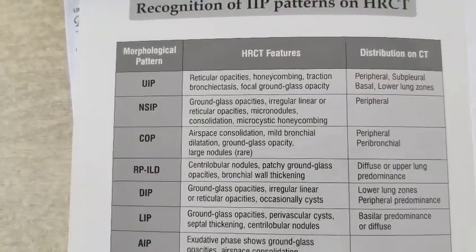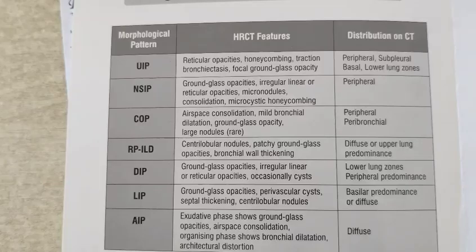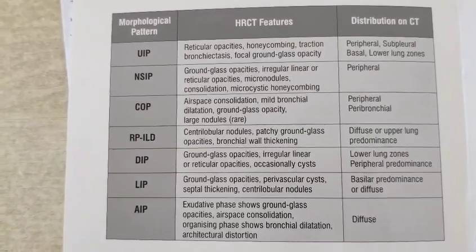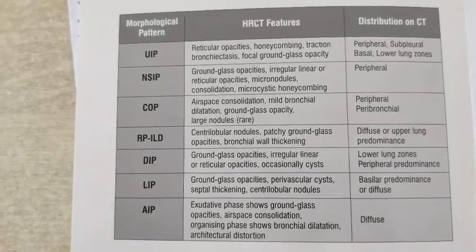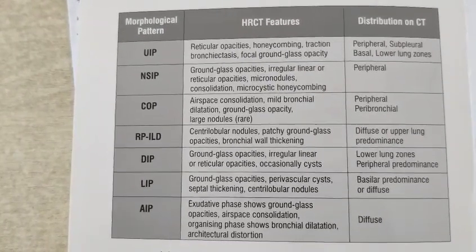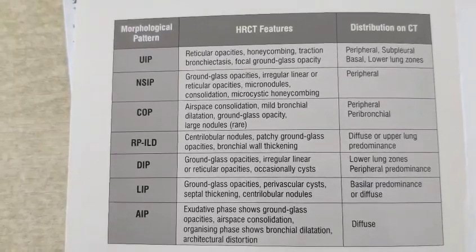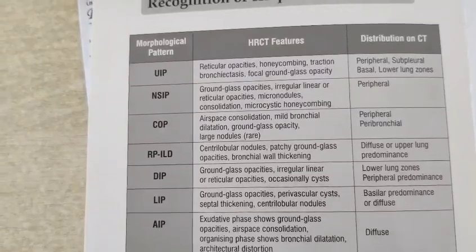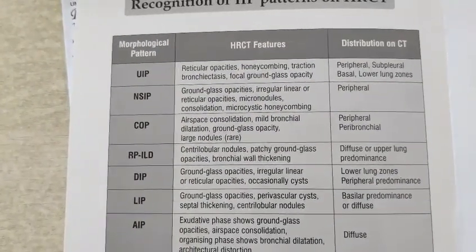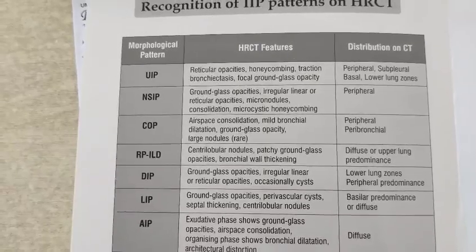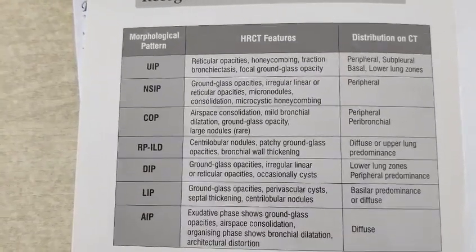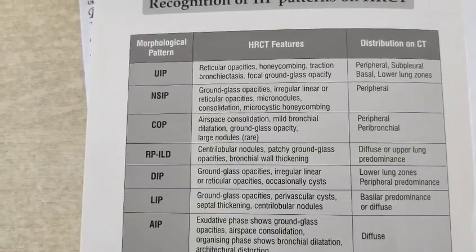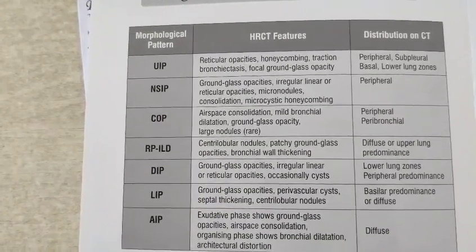Recognition of idiopathic interstitial pneumonia patterns on HRCT. UIP pattern. In UIP, on HRCT we see reticular opacities, honeycombing, traction bronchiectasis, and focal ground glass opacities. Their distribution on CT: UIP will be predominantly peripheral, subpleural, basal, and in lower lung zones, and there will be an apico-basal gradient. From the apex, as you go down, there will be an increase in the HRCT features like honeycombing, traction bronchiectasis, GGOs, reticular opacities, etc.